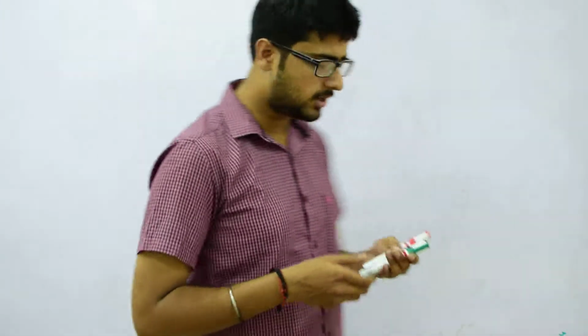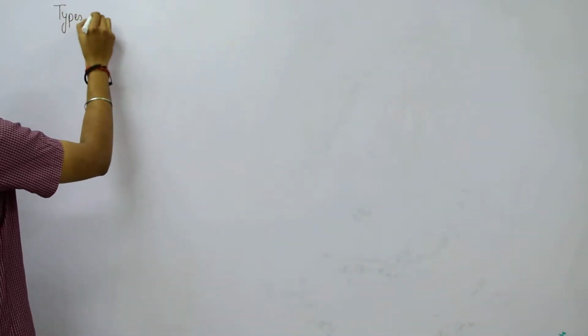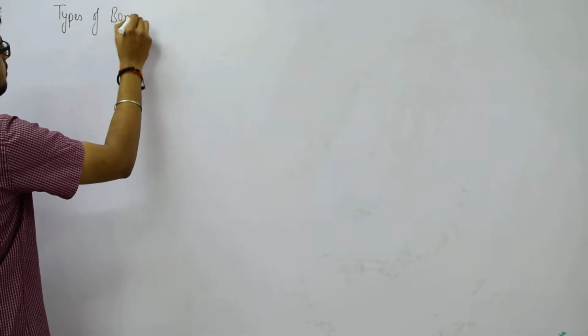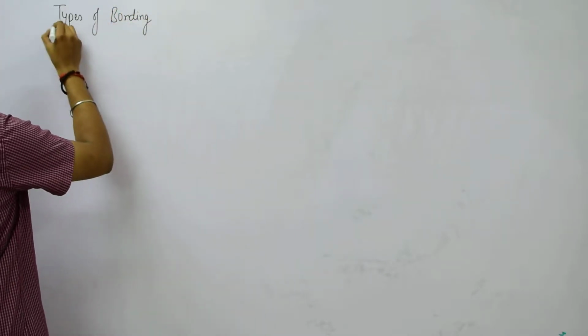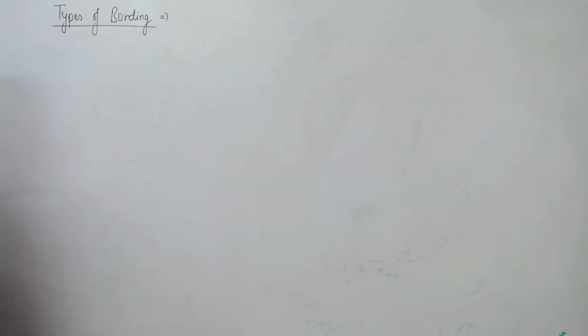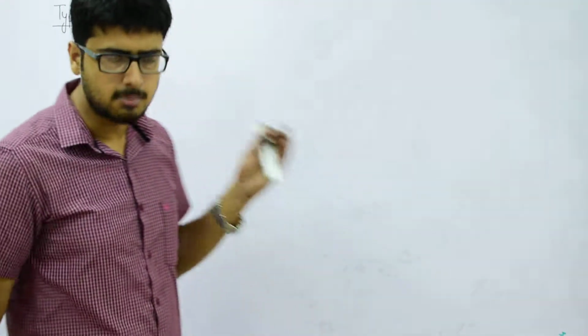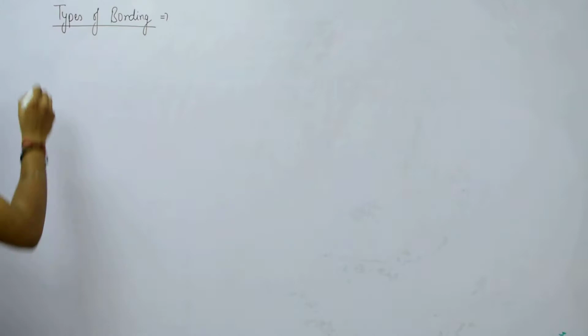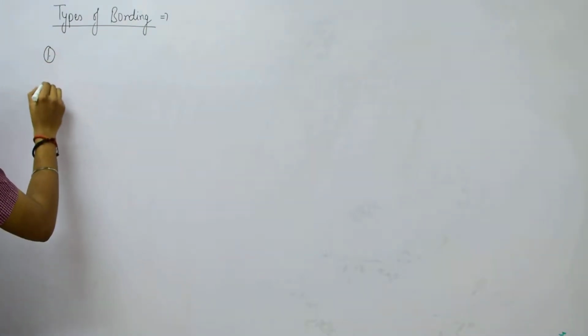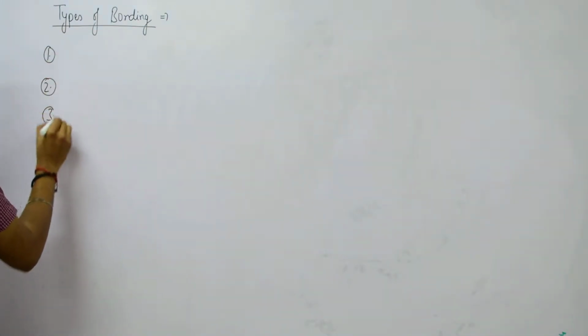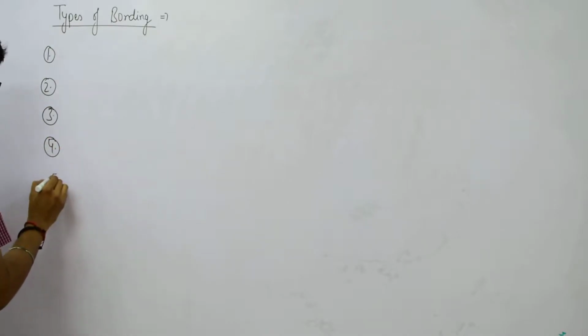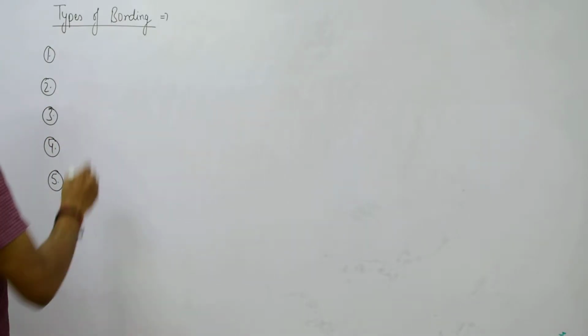So now we will discuss today about the various types of bonding or kinds of bonding. There are various types of bonding found in chemical compounds, but right now we are mainly discussing 5 types of bonding.